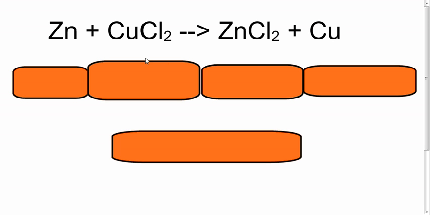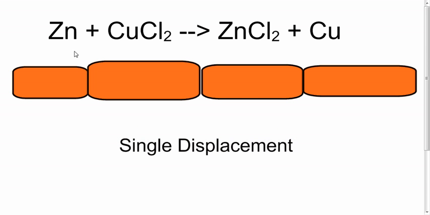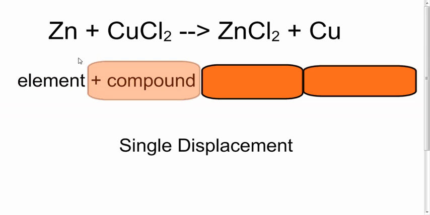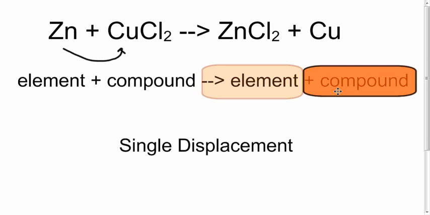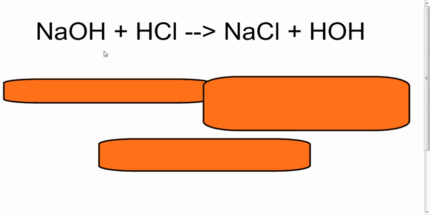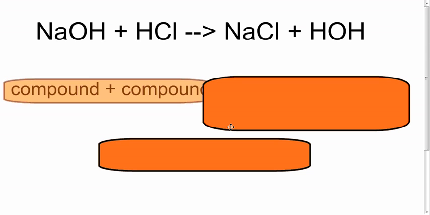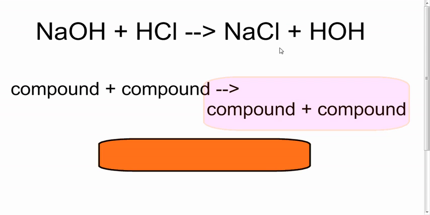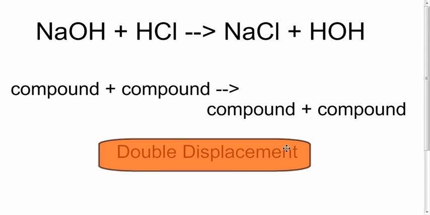Now, this is another one that we've seen before. This is a single displacement because you've got an element and a compound, and the element takes the spot of another element, where the zinc takes the spot of the copper. Here, two compounds making two new compounds makes this double displacement.